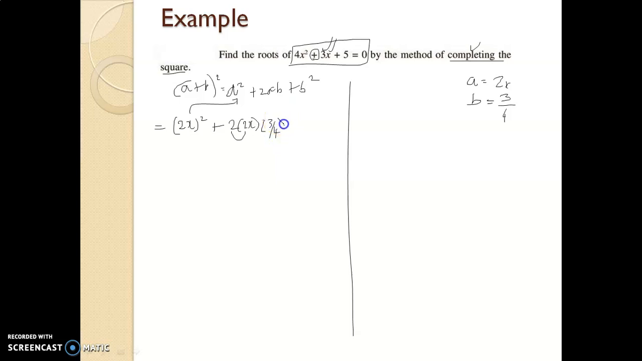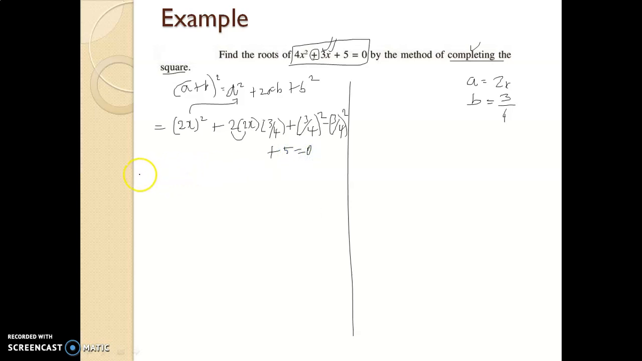The next term in the formula is plus b square. So plus, the b value is 3 by 4, therefore (3 by 4) whole square. And in the given question the 3 by 4 square term is not available. Therefore, for balancing purposes we subtract the same term here: (3 by 4) whole square minus (3 by 4) whole square. And the last term in the given equation is plus 5, so plus 5 equal to 0.